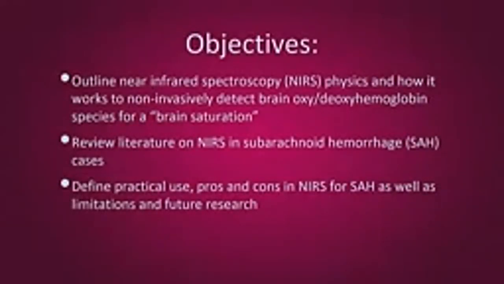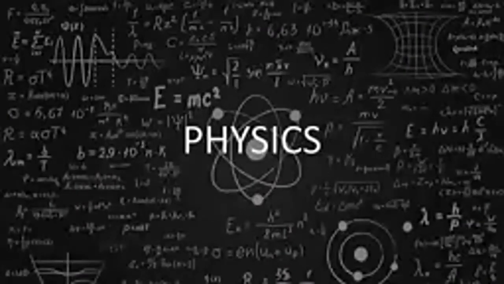I'm going to zoom through three simple objectives. One is to simplify the physics of how it works and how it measures brain oxygenation non-invasively. Secondly, I'm going to go over some literature, but really give you a case about subarachnoid hemorrhage, which I'm passionate about. And I'm going to go over some pros and cons, because it is only one gauge or tool that you have in the neuro-ICU.